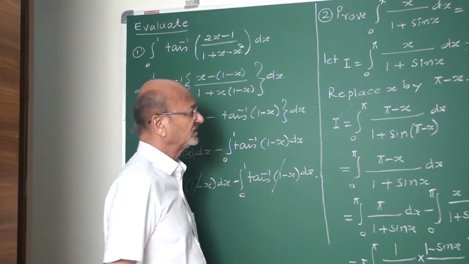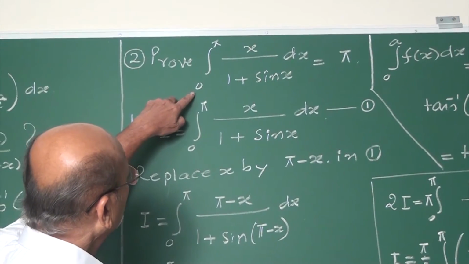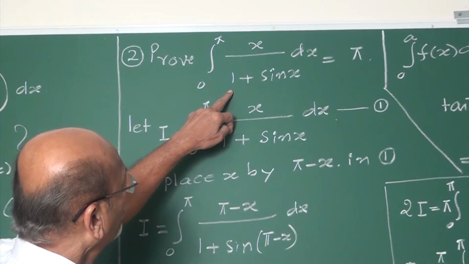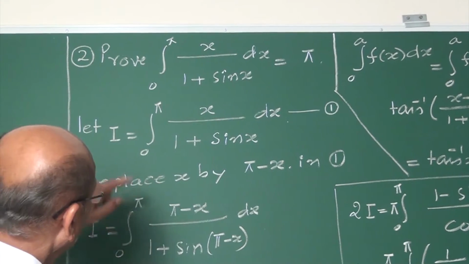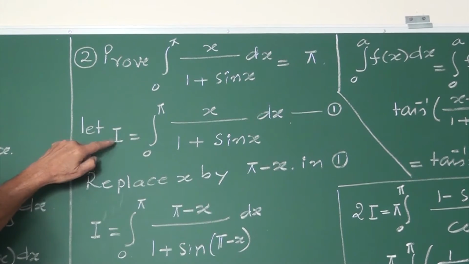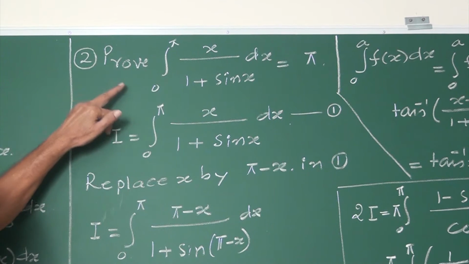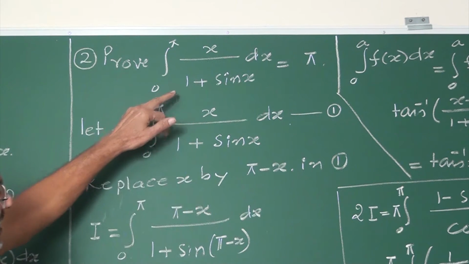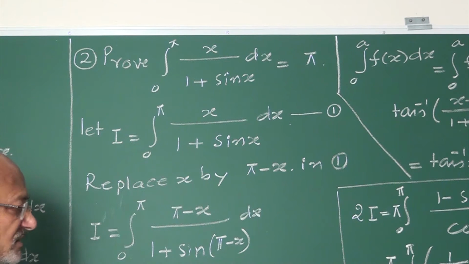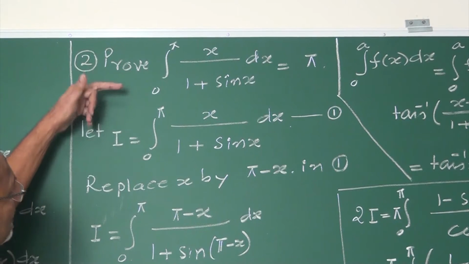Next example. Prove that the definite integral from 0 to pi of x upon (1 plus sin x) dx is pi. Prove this. It says prove, which means it is an independent example. If the examiner wanted, they may give these examples under 6 marks. Otherwise, these are lengthy examples with the theorem. Anyway, it all depends upon the examiners.